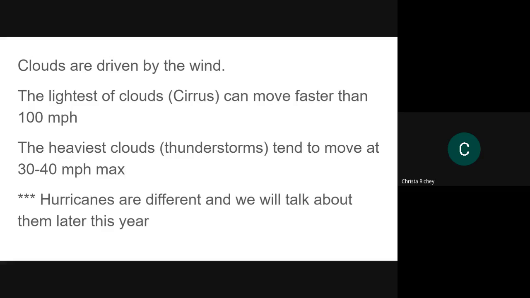Now, let me put it into a way you can understand it a little bit better. You have a red light, and at the red light, you got a motorcycle and an 18-wheeler. Who is going to accelerate faster? Depends. Okay, a loaded down 18-wheeler and a motorcycle. The motorcycle is going to take off faster because it has less mass. The cirrus clouds are the lightest of the clouds, therefore they are going to move fastest through the sky.